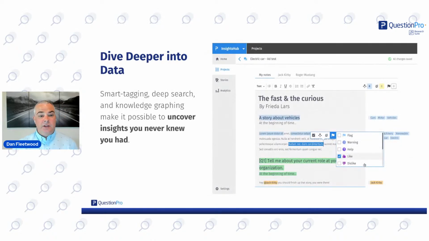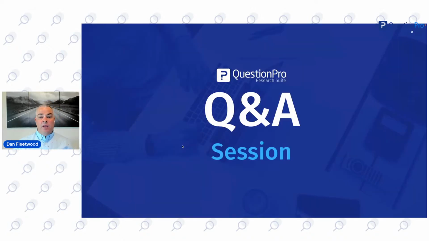Deeper dive into data. With smart tagging, deep search, and knowledge graphing, it makes it possible to uncover insights you never knew you had. So in here, inside of this project in your different notes, you can choose to highlight it, like or dislike this. You can flag it, ask for help, different things there that you can do to start to categorize and take some of that data as well.